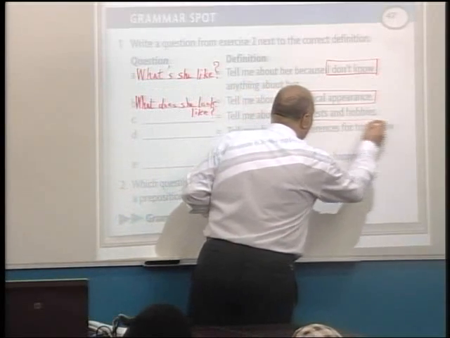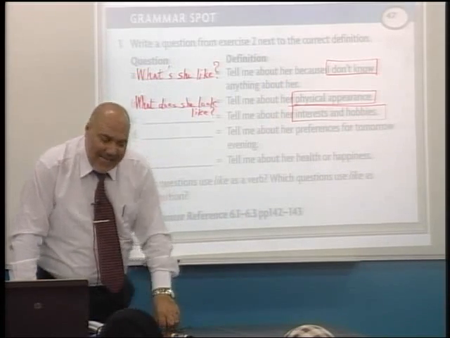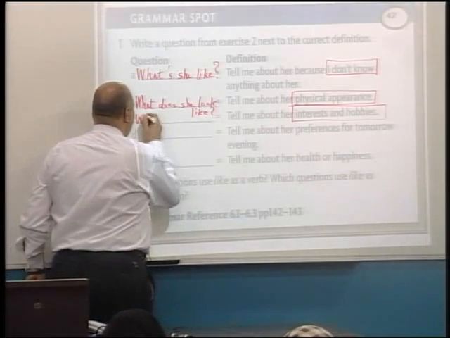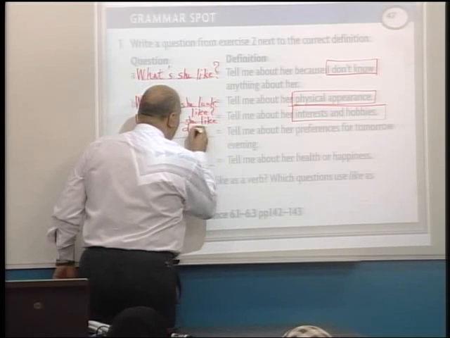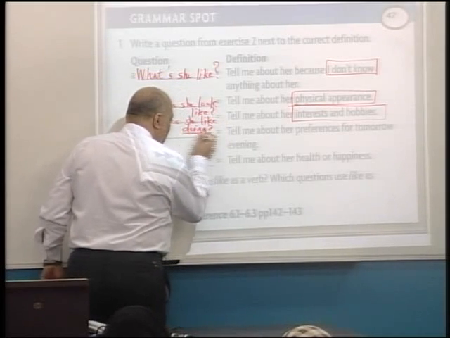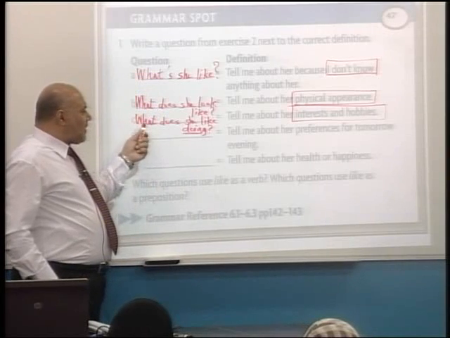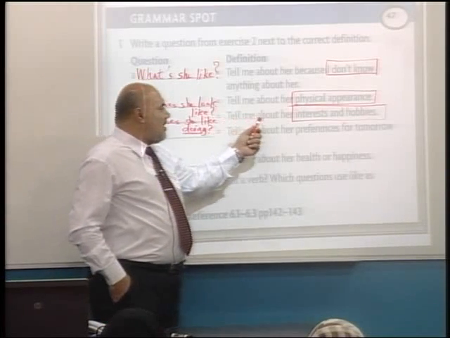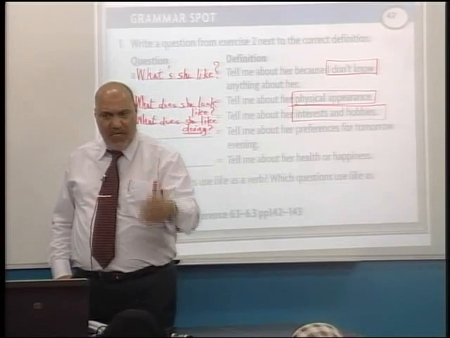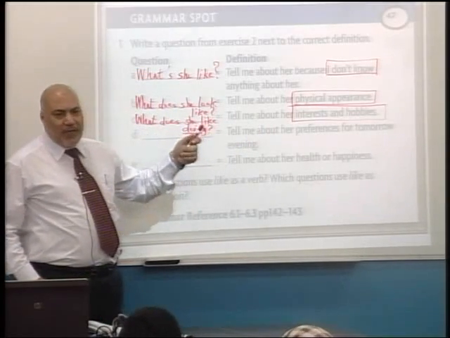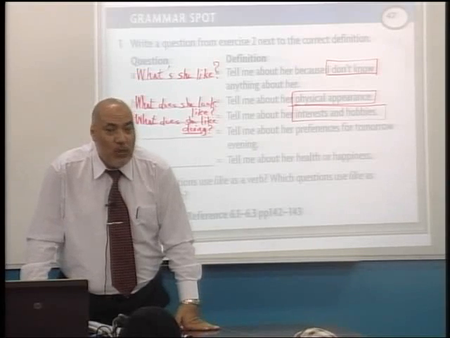So here, interest and hobbies, we use "What does she like doing?" The answer is without "doing." I omit "doing." Number C. What does she like doing? It tells me about her interest and hobbies. When you ask someone about his interest or hobbies, say, what do you like doing? What does she like doing? What does your mother like doing? What does your father like doing? What do you like doing?